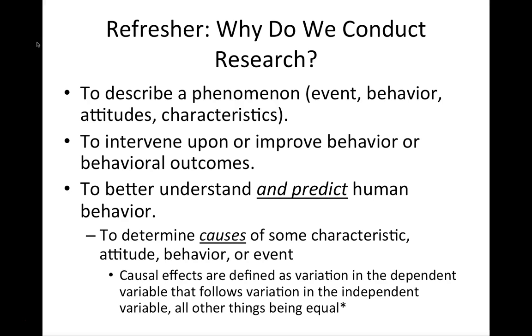And causal effects are defined as variation in a dependent variable or an outcome variable that follows variation in the independent variable, all other things being equal. The reason I have the asterisk there is because we know that we're never going to design something or never be able to understand or know if all other things are equal. But we do our damnedest. So that's what we'll talk about in this module, is trying to help us design better experiments to be able to better determine the causes of behavior and to understand and predict human behavior.